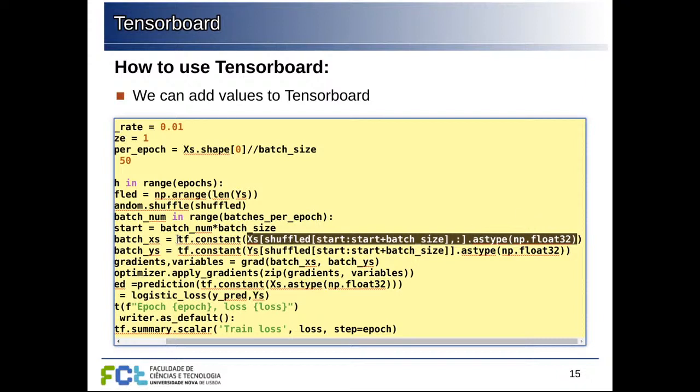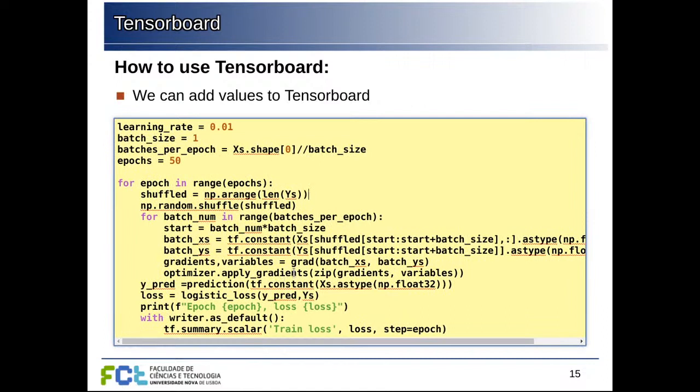And then we convert that into a tensor with the constant there. So we do this for the features and the labels. We obtain the gradients. We apply the gradients to our optimizer, the same thing as you did last week. And now we compute the prediction for the whole data set, and we compute the loss function.